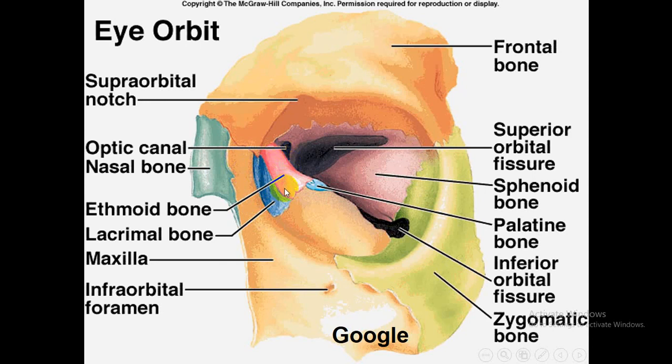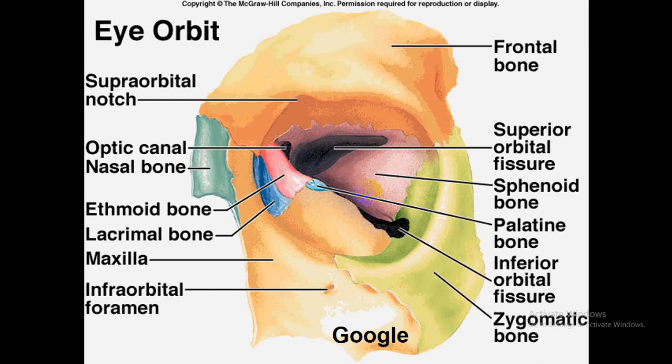In the orbit there are 3 main openings: the optic canal, the superior orbital fissure which leads to the middle cranial fossa, and the inferior orbital fissure which leads to the temporal and infratemporal fossa. So, in the orbit there are 3 openings: the optic canal, number 2 superior orbital fissure which leads to the middle cranial fossa, and the inferior orbital fissure which leads to the temporal and infratemporal fossa.